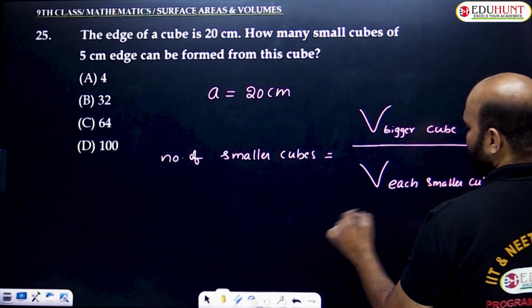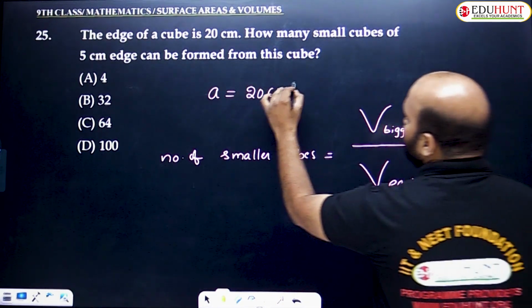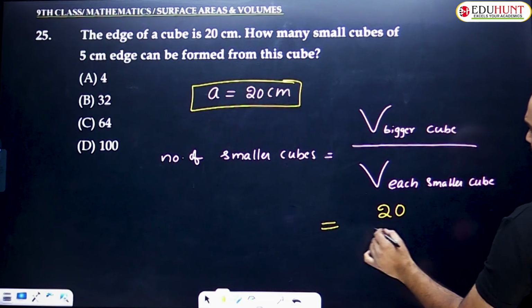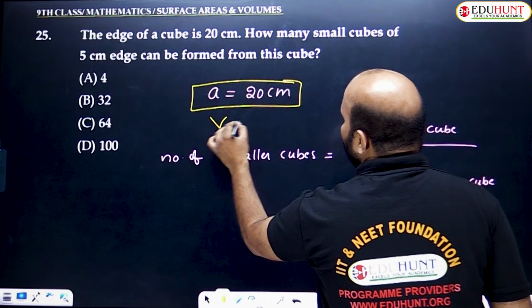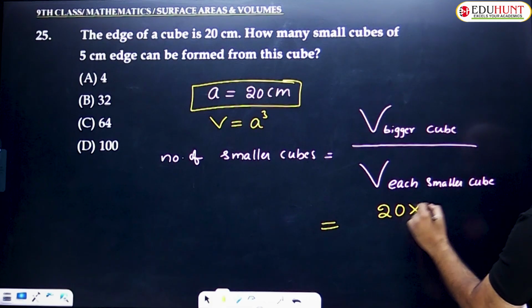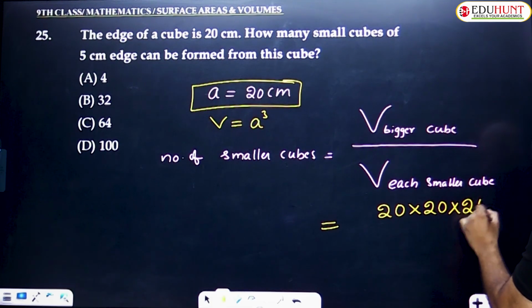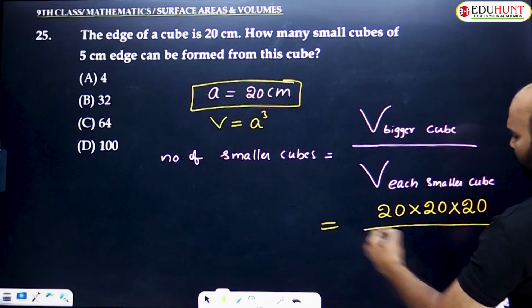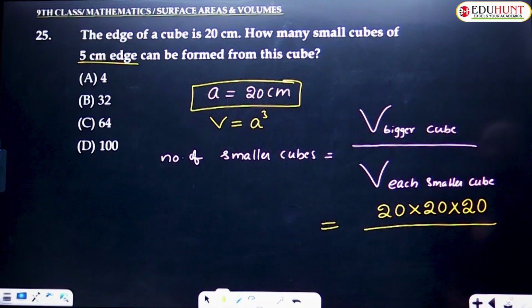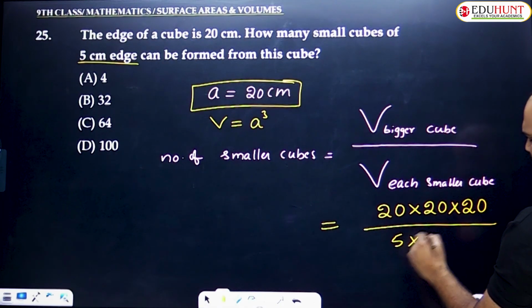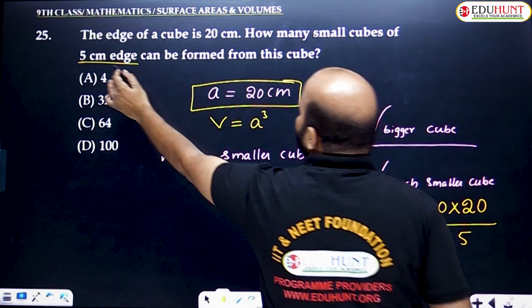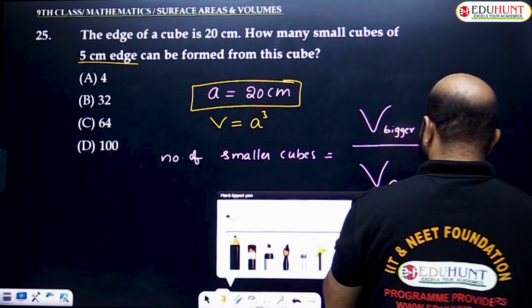Am I clear? Firstly, the volume of the bigger cube. This is the side of the bigger cube, 20. What is the volume of the cube formula? Volume of the cube equals a cube. That means 20 into 20 into 20. That is the bigger cube, side 20 given, 20 into 20 into 20 whole by the volume of each smaller cube. Already given, 5 centimeters edge is the side of each smaller cube, 5 into 5 into 5. Am I clear? So here 20 is the bigger cube side, 5 is the smaller cube side.